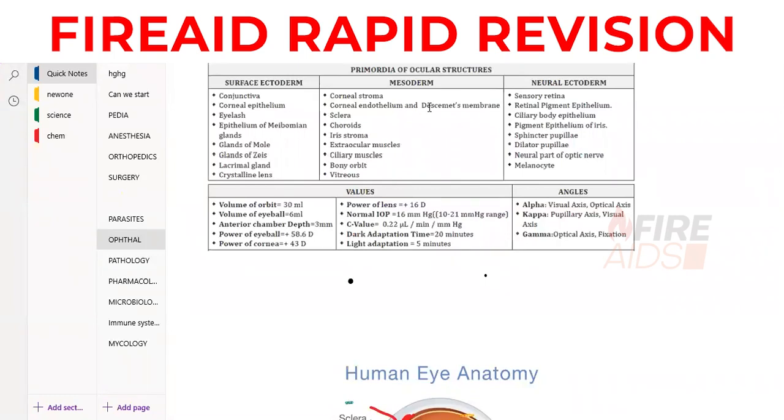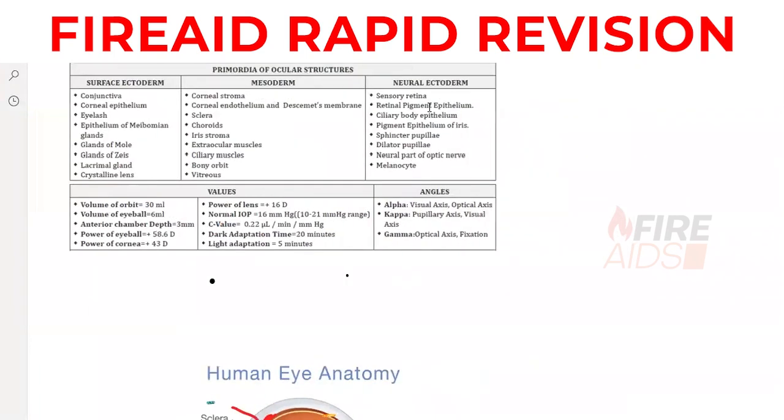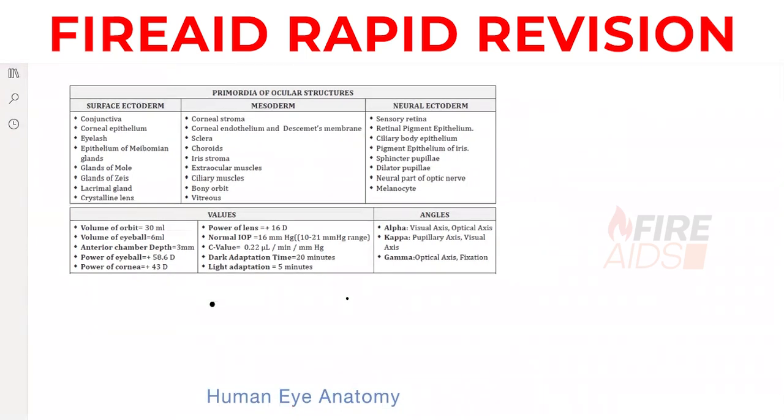So ophthalmology might be a smaller topic, but it comprises a lot of questions. At least 15 to 20 MCQs you might expect in your paper for ophthalmology. So there is something that you might have to know other than what's given in the notes.